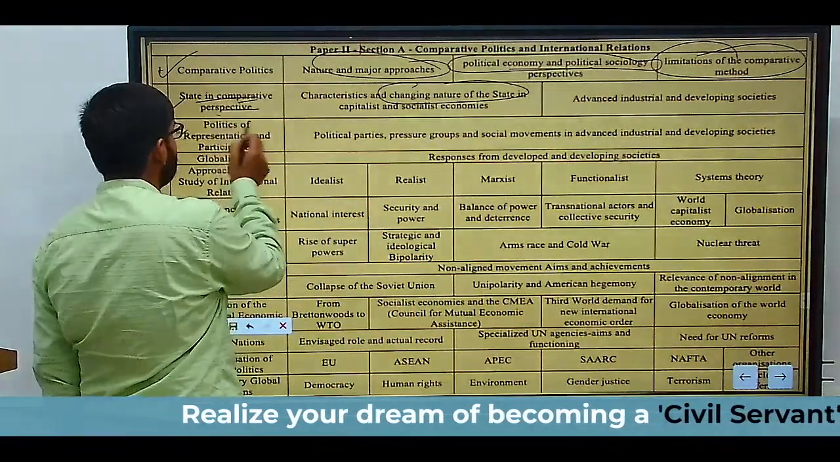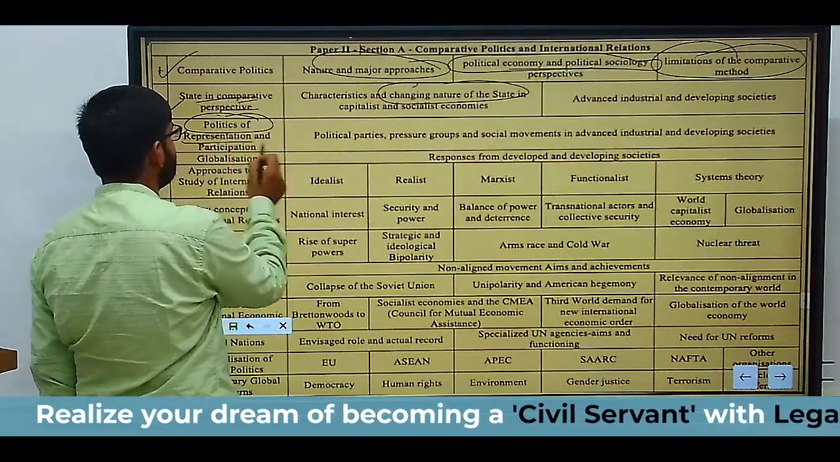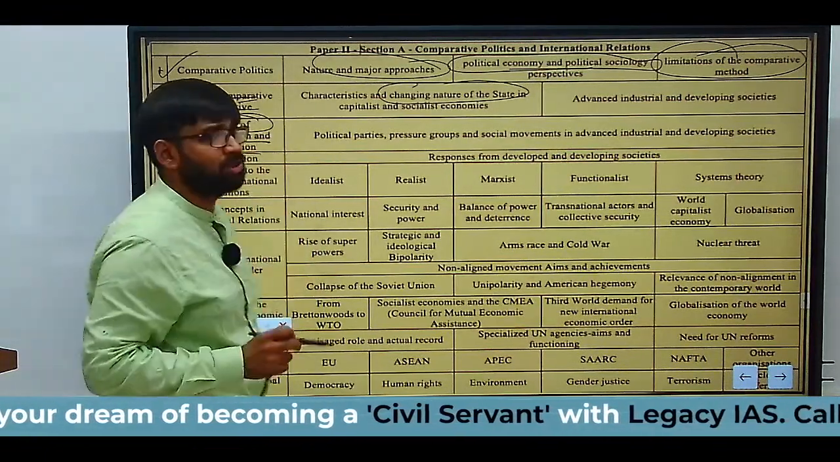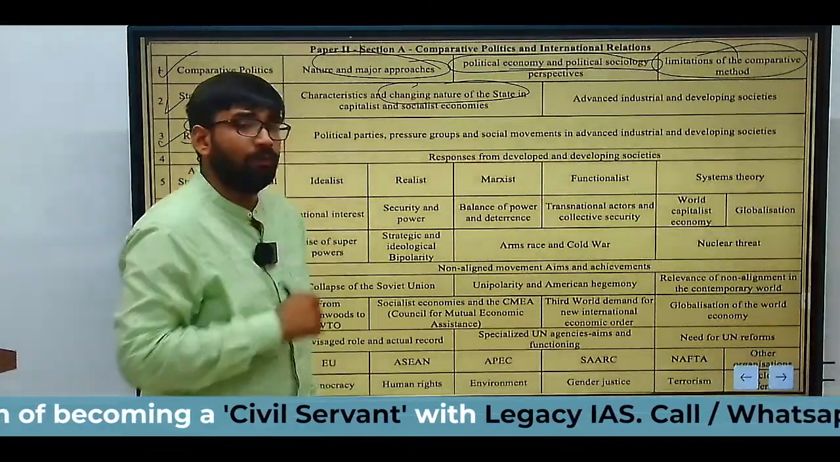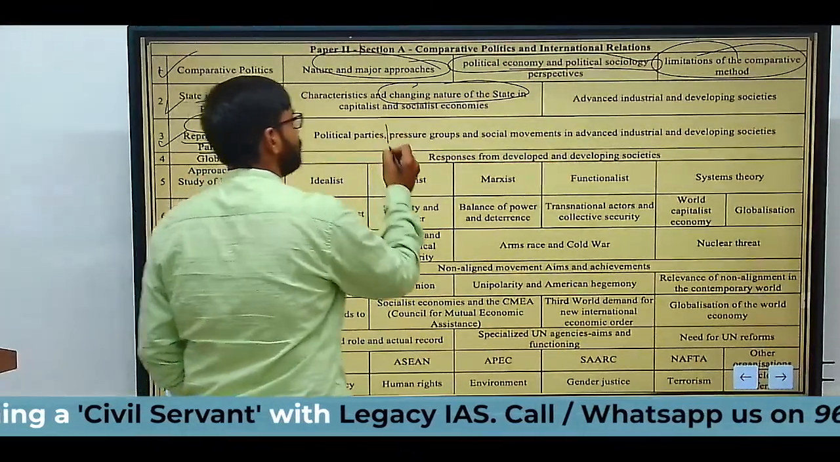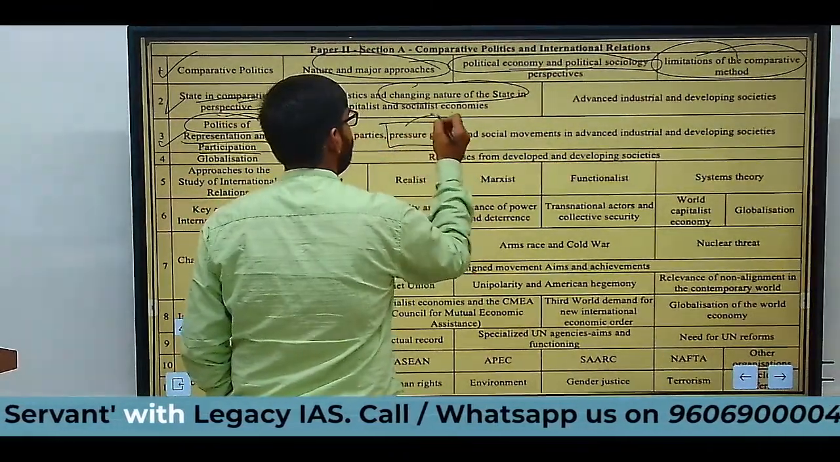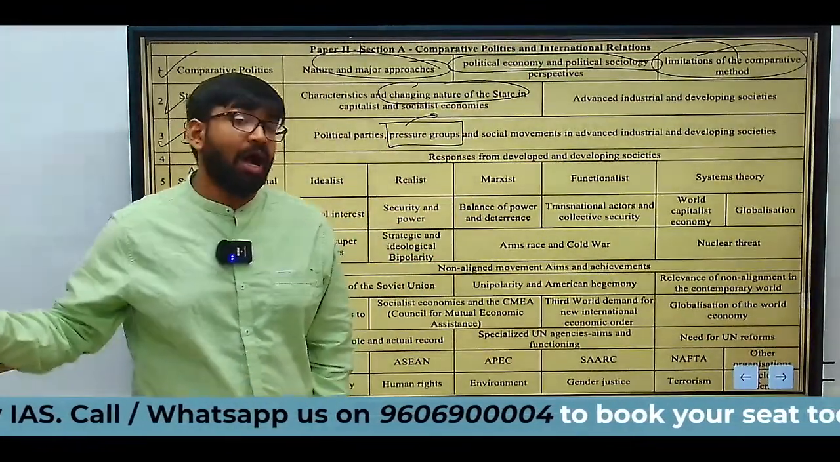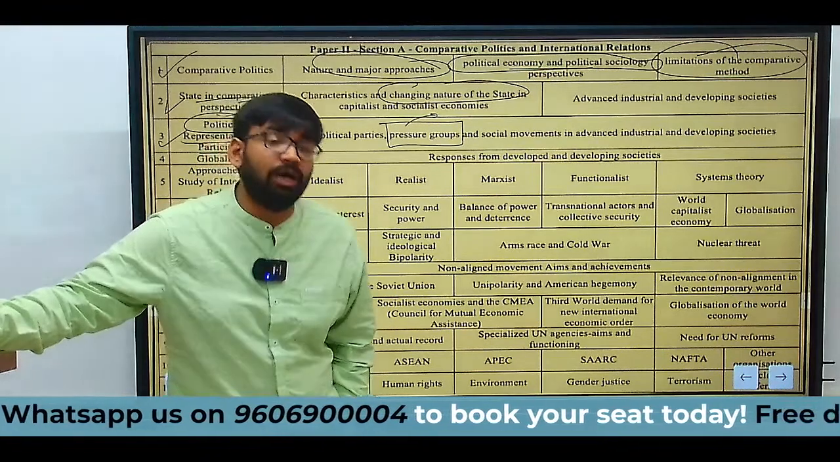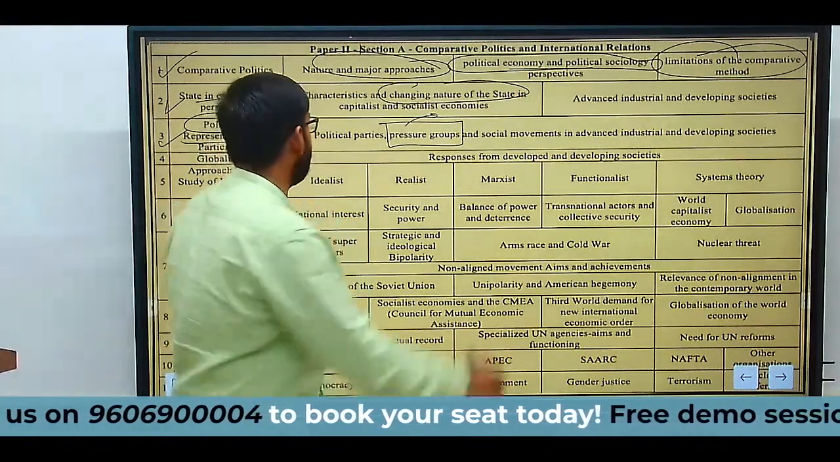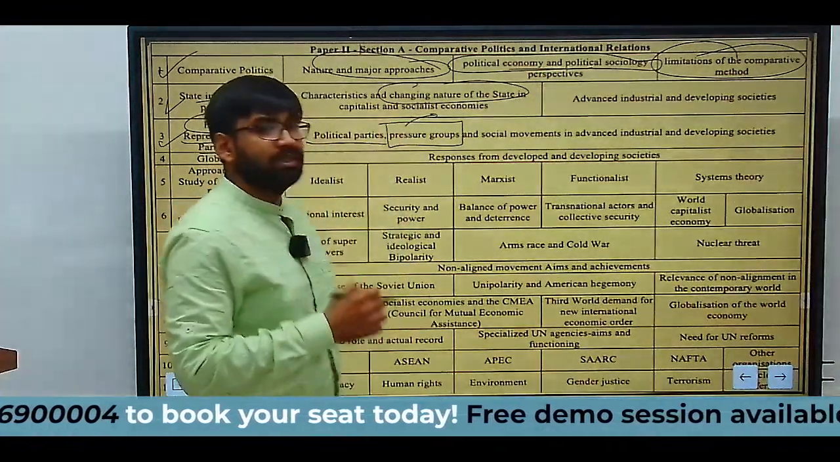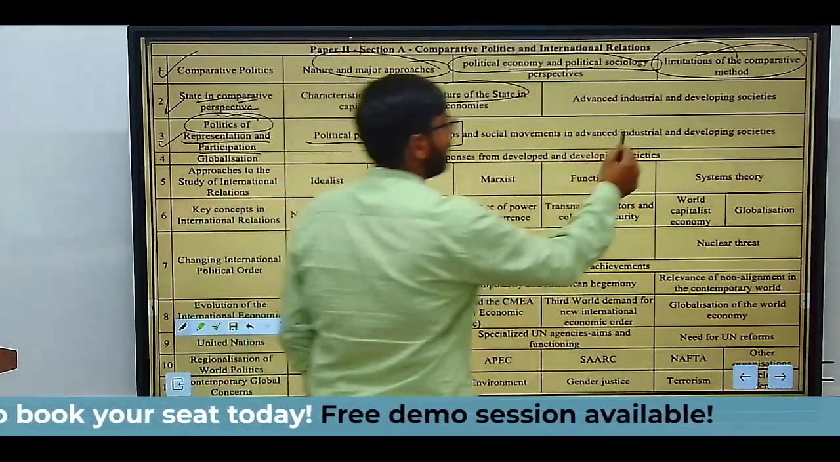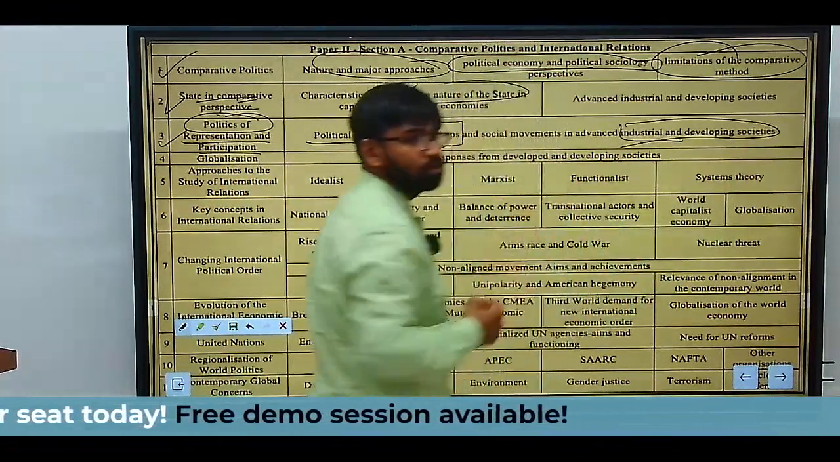Then the third chapter is related to politics, representation and participation. Yes. Now, how pressure groups participate in India, what is the role of pressure groups in the Indian political system, how it is different from American pressure groups. Then political parties, then social movements in advanced industrial and developing societies.